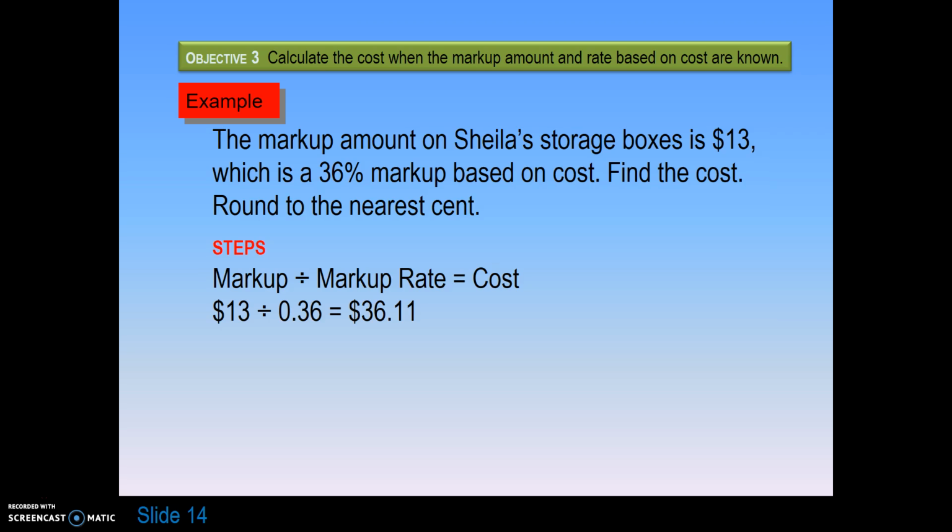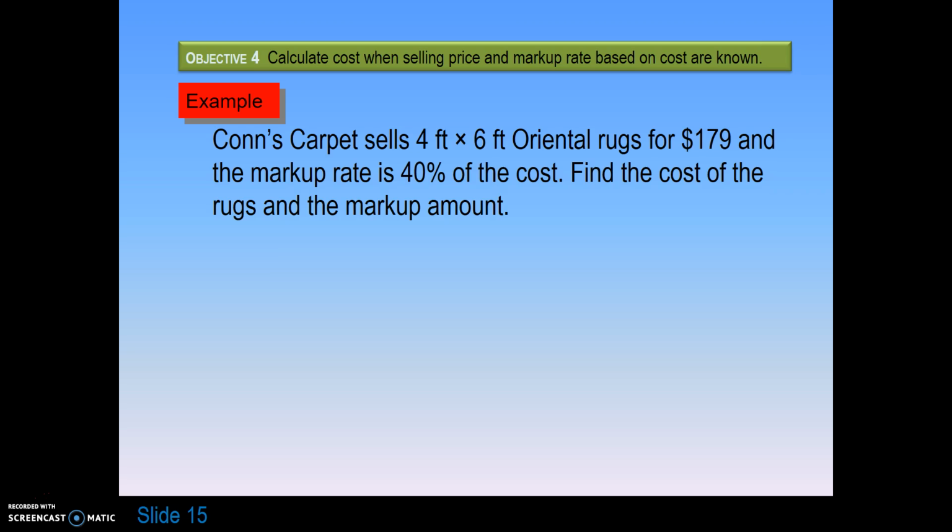So on C, objective 3, it says what is the cost? You're simply going to take your markup amount and divide it by your rate, and that's your cost. Okay, objective 4, we're going to calculate cost when selling price and markup rate based on cost are known. So Conn's carpet sells 4 feet by 6 feet Oriental rugs for $179, and the markup rate is 40% of the cost. We're going to find the cost of the rugs and the markup amount.